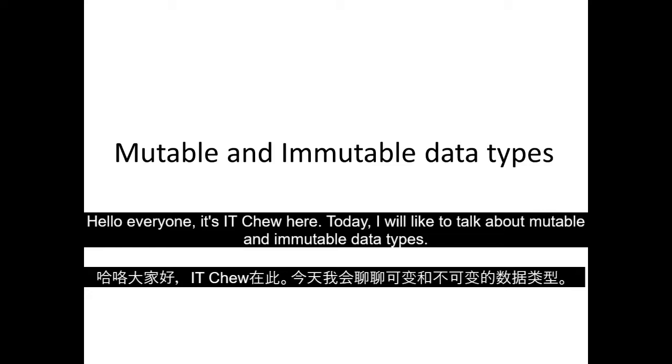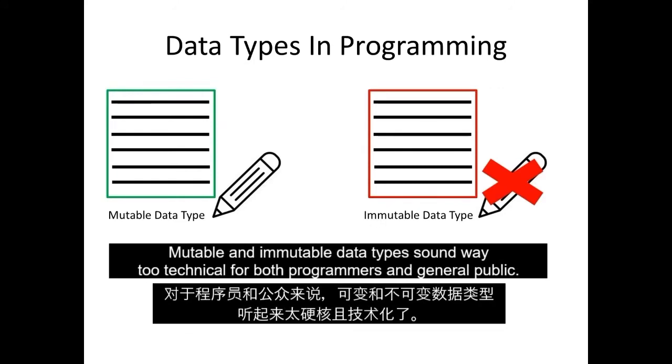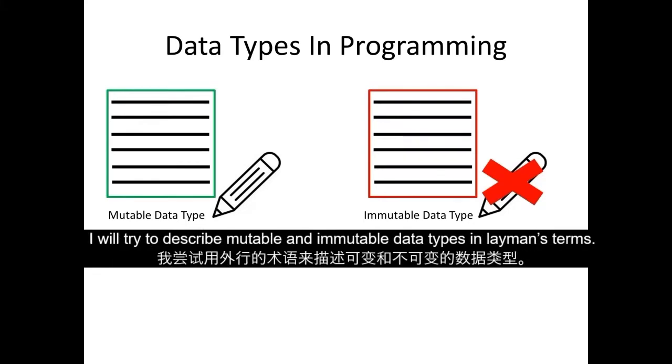Today I would like to talk about mutable and immutable data types. In programming, we usually have two data types, which are mutable and immutable. Mutable and immutable data types sound way too technical for both programmers and the general public. I will try to describe mutable and immutable data types in layman's terms.